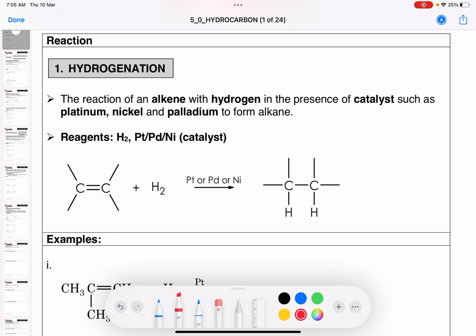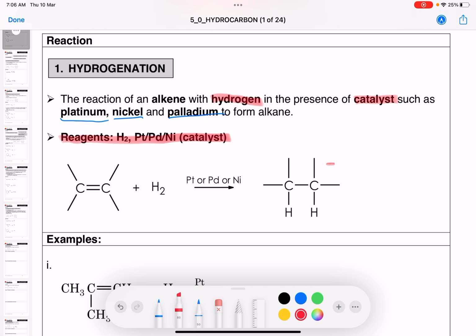Now the first reaction is hydrogenation. Hydrogenation means it's a process of putting in hydrogen. So for this reaction, we need hydrogen gas, and also a catalyst. And the catalysts that we're going to use here are platinum, nickel, and palladium. So the reagents again that we're going to use are hydrogen gas and the catalyst.